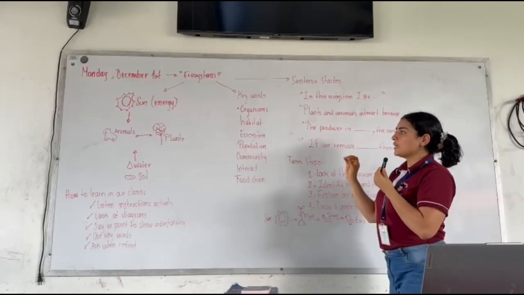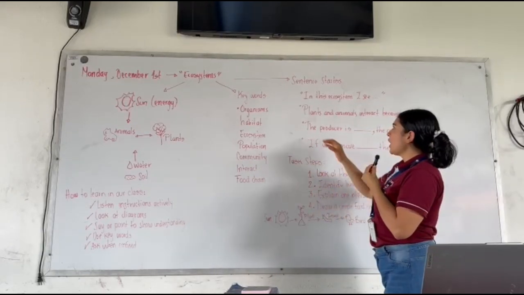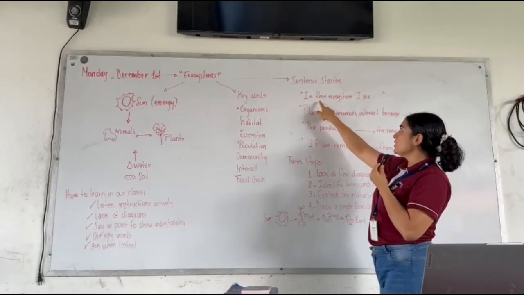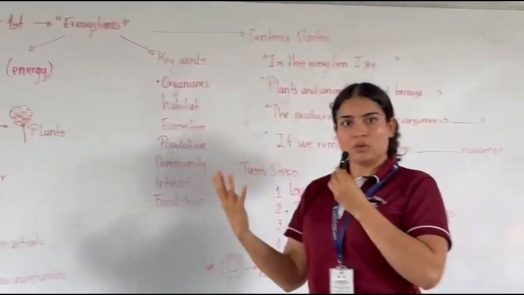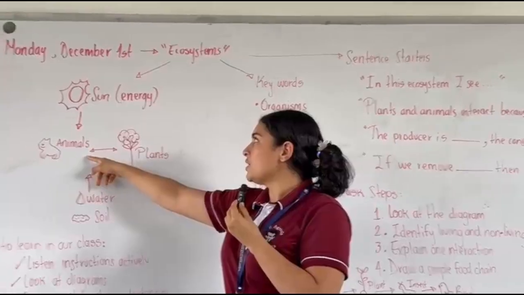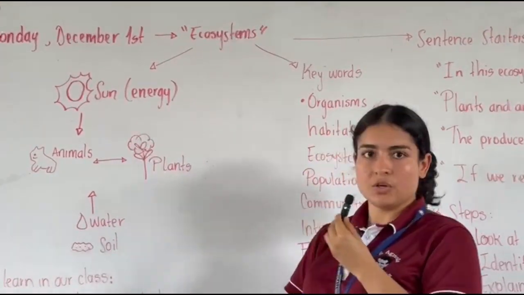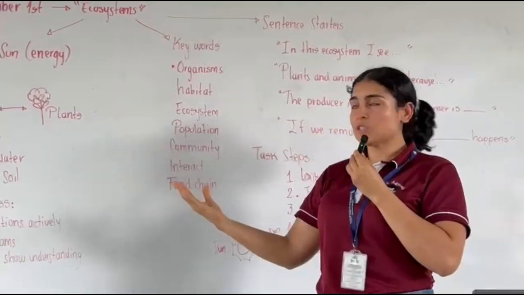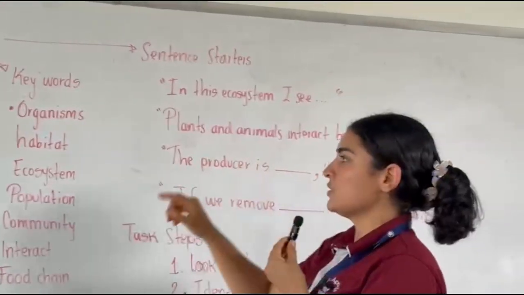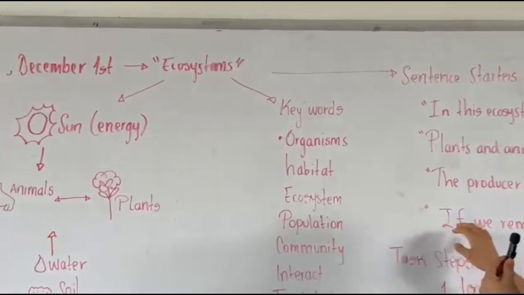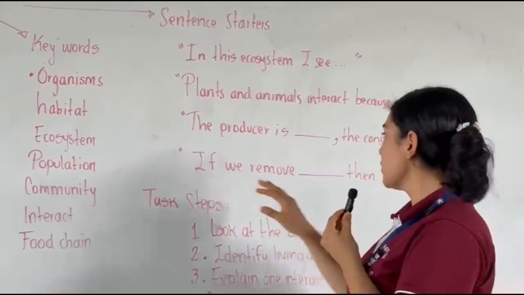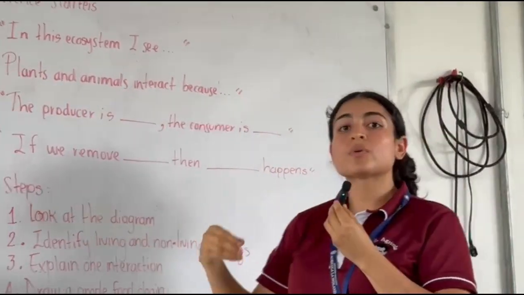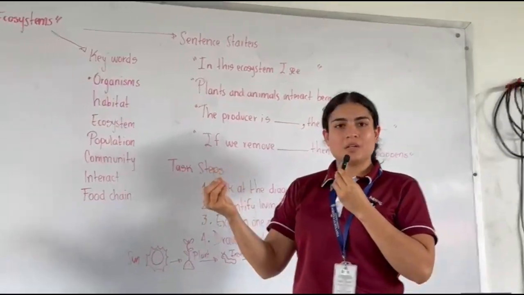For that explanation, you have to use the sentence starters I wrote here for you. For example, in this ecosystem, I see what I drew, like animals, the sun, plants, water, soil. Or plants and animals interact because, and I will give my reasons. And the producer is, in this case, the sun because of the energy. Or if we remove the water or the soil, then what will happen? These sentence starters will help you explain and organize your ideas.